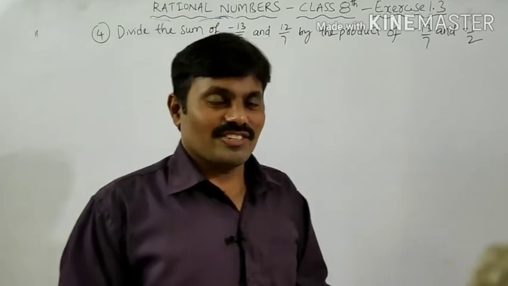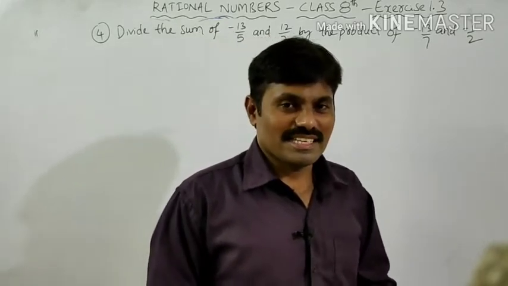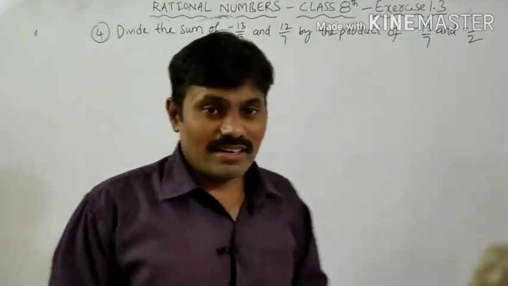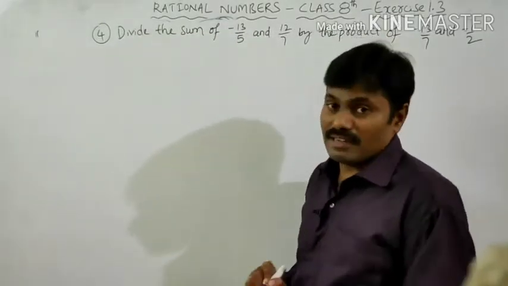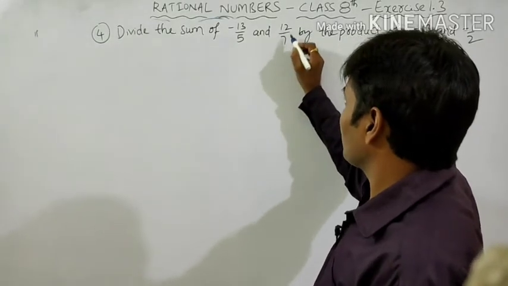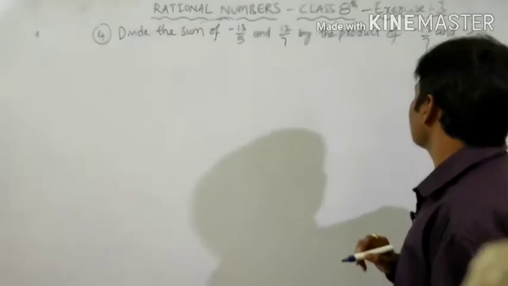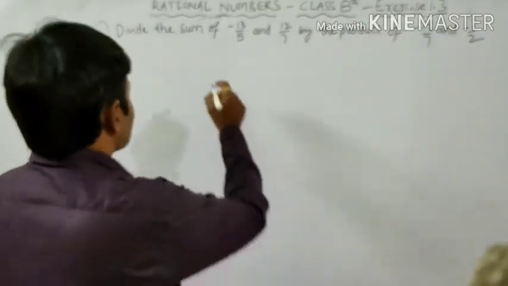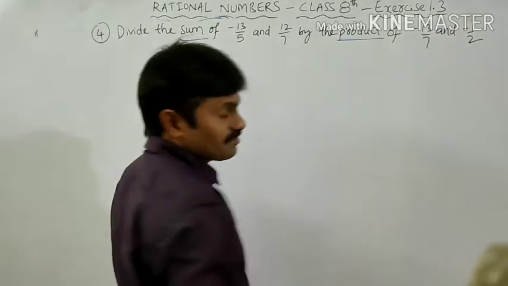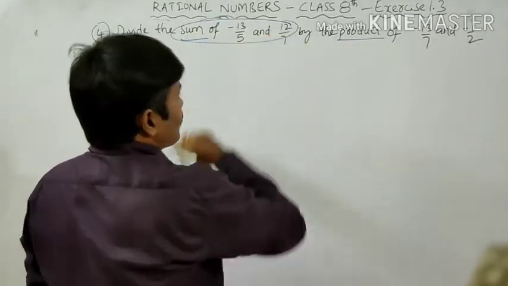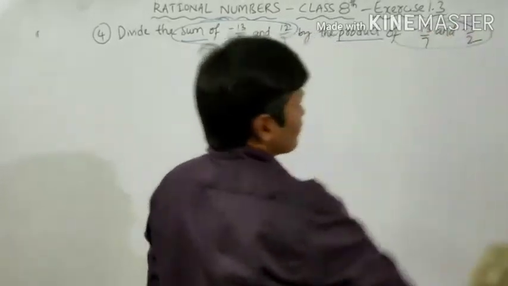Dear friends, now we are going to solve question number 4 in the same exercise. This is the most important model in arithmetic part, that is: divide the sum of minus 13 by 5 and 12 by 7 by the product of minus 13 by 7 and minus 1 by 2. See, here sum and product are given. So sum of these two rational numbers and product of these two rational numbers.